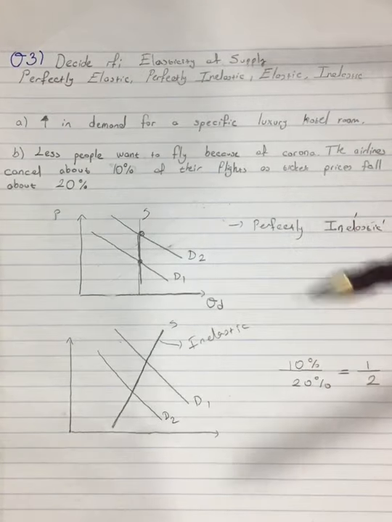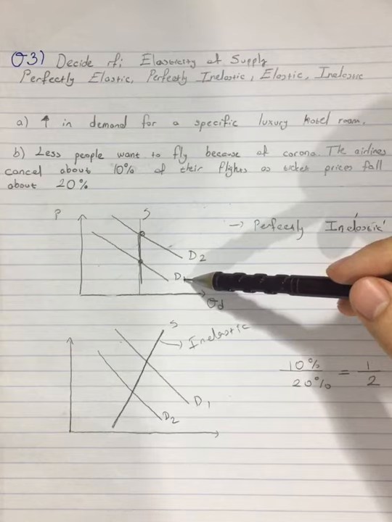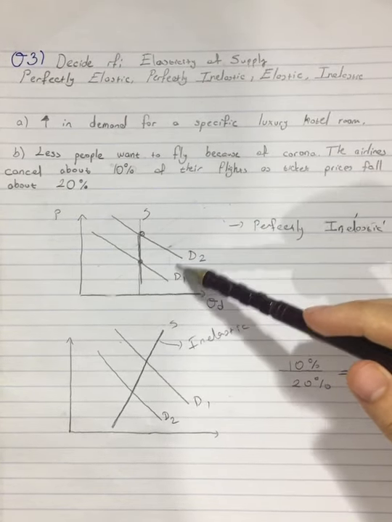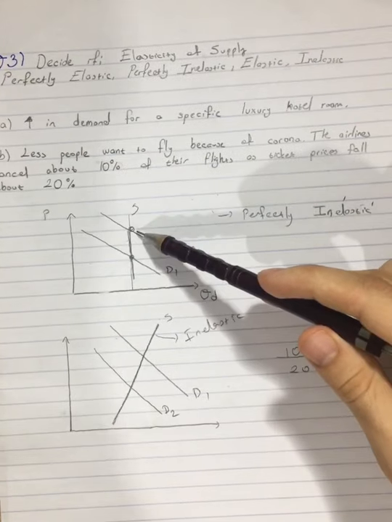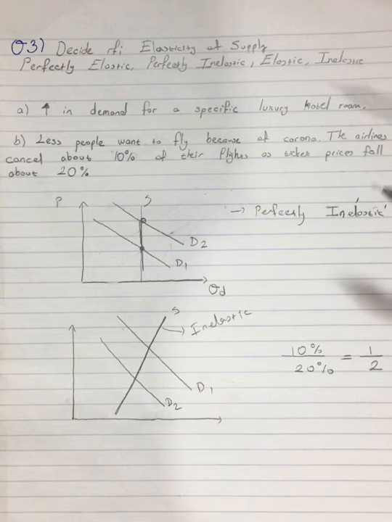You cannot increase the number of rooms. So if there is an increase in demand, as you can see, a rightward shift of the demand curve, price increases, but supply doesn't change because, as I said, you cannot increase the room number. So what can we say about this curve? It's perfectly inelastic because suppliers don't react to price change at all.